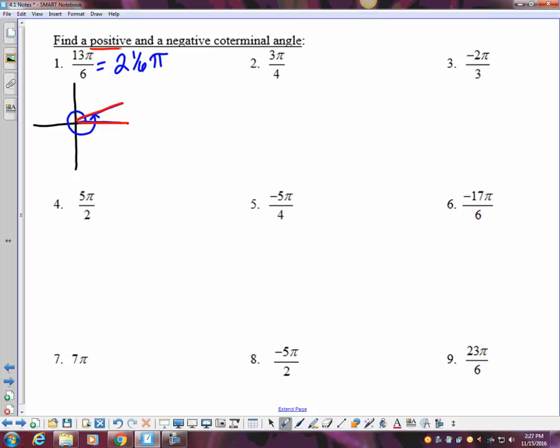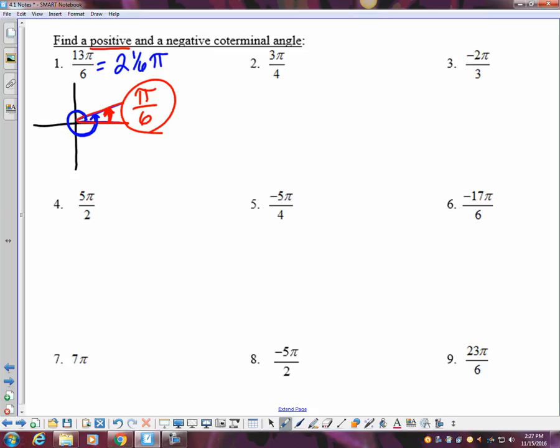Well, for positive, can't I just go from here to here? Like, that's not the original angle, but I am starting and stopping at the same place. It is positive, so the question is, how much is that? Well, if this one was 1, 2, and a 6th, then this piece right here is the 6th. So that is the positive coterminal angle with 13 pi over 6.